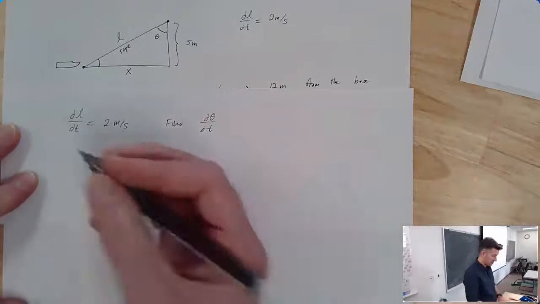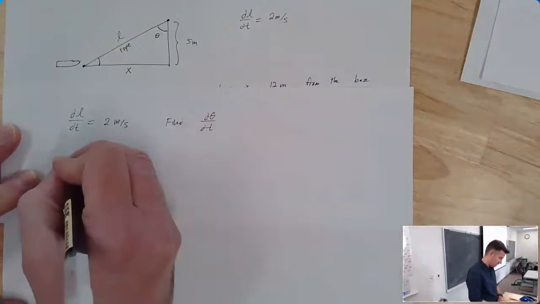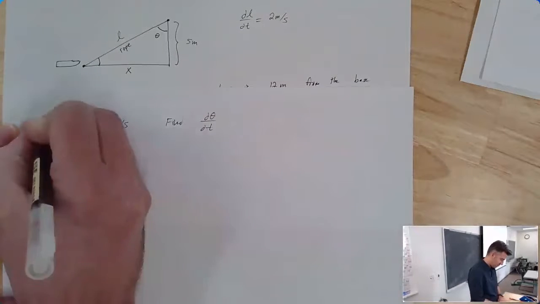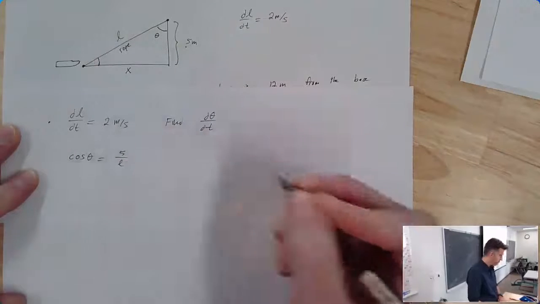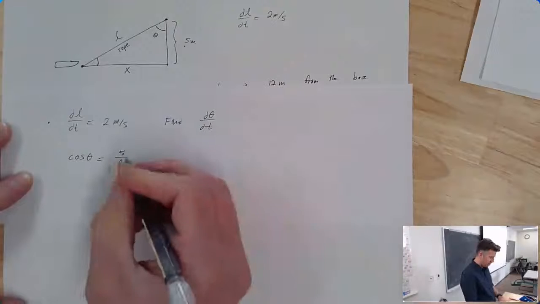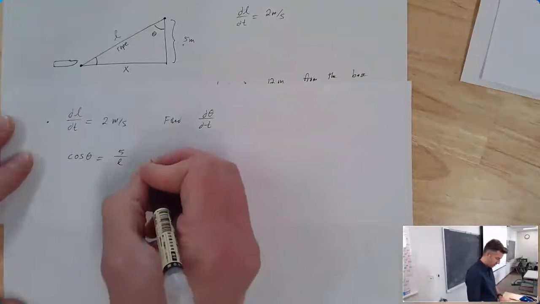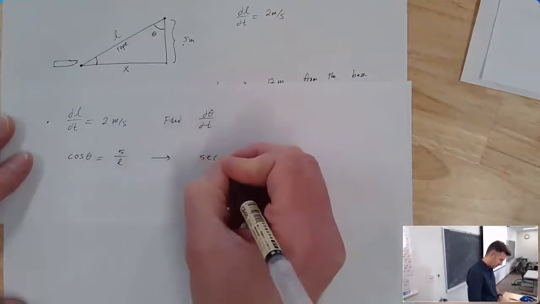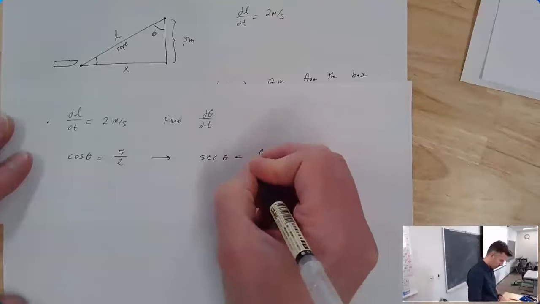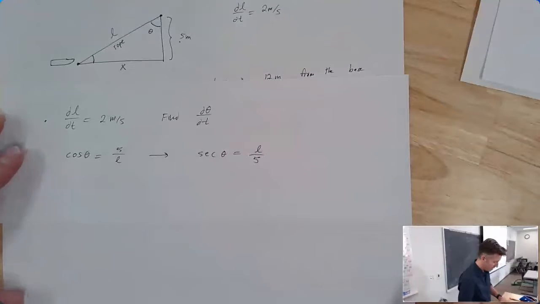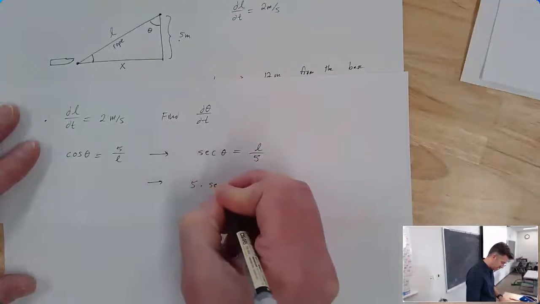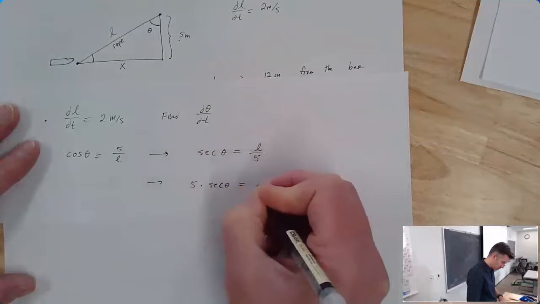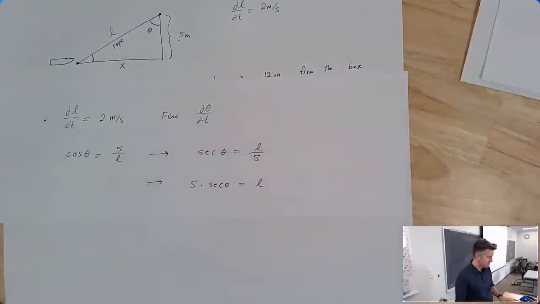So I'm going to start with cosine just because it feels easier. So I've got cosine of theta equal to the adjacent over the hypotenuse, which is 5 over L. And I'd really rather not use the quotient rule if I don't have to. So I'm going to rewrite this as the reciprocal of cosine of theta equal to the reciprocal of 5 over L. And then I would not have any fractions at all and just say, I'm going to have 5 times secant of theta equal to L. That seems like the easiest thing to deal with. I have to take a derivative here.